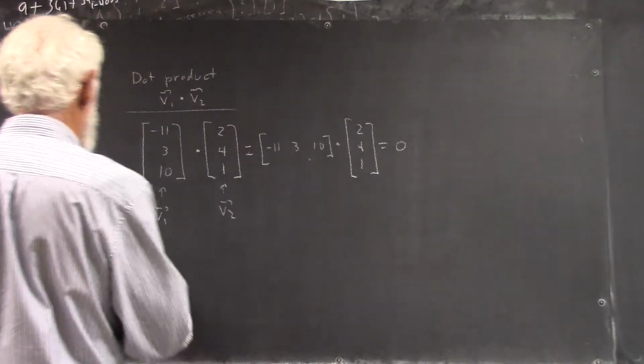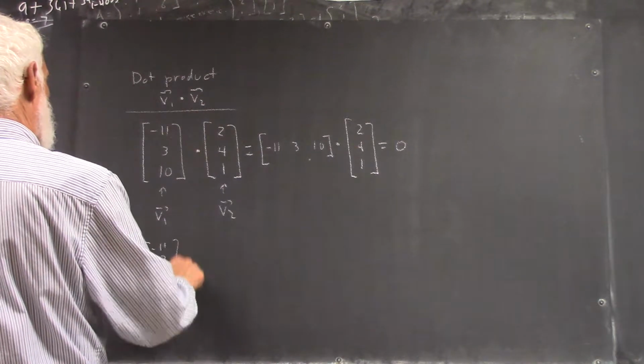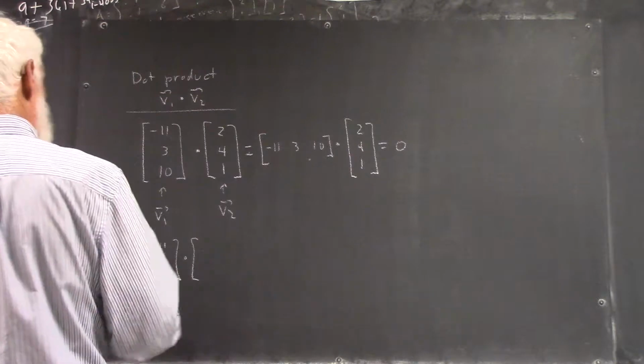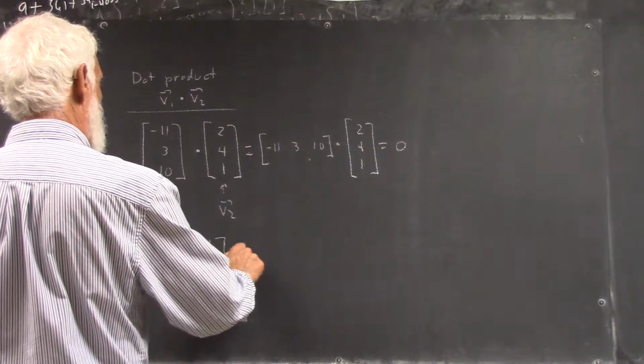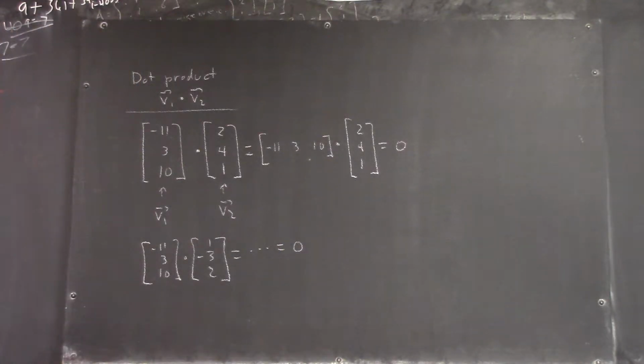And -11, 3, 10, dotted with 1, -3, 2, equals 0.